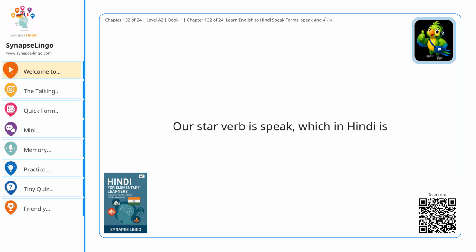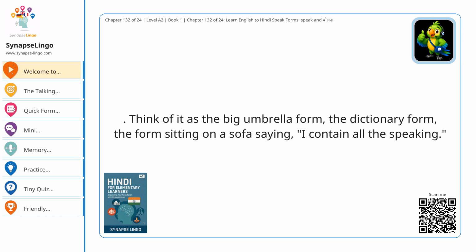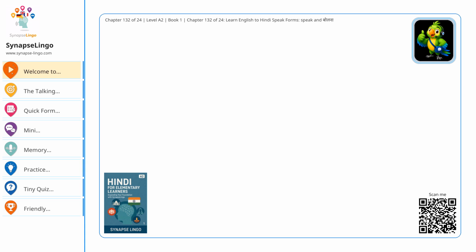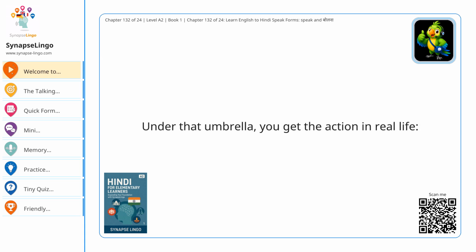Our star verb is speak, which in Hindi is बोलना. Think of it as the big umbrella form, the dictionary form, the form sitting on a sofa saying, I contain all the speaking. Under that umbrella, you get the action in real life.